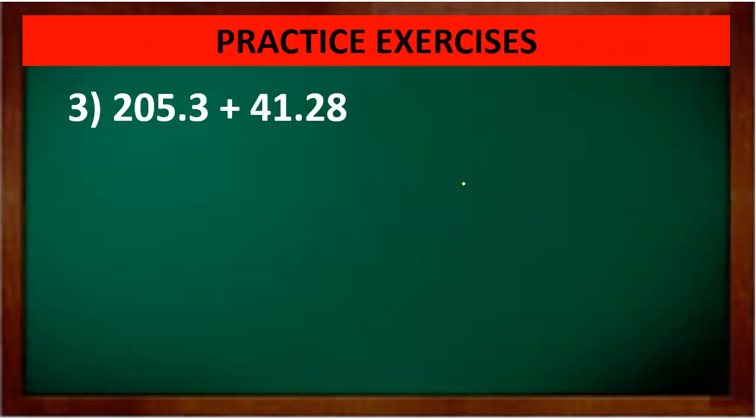Let's have another example, 205.3 plus 41.28. So, 205.3. The operation is addition. So, let's align the decimal point. This is 41.28.